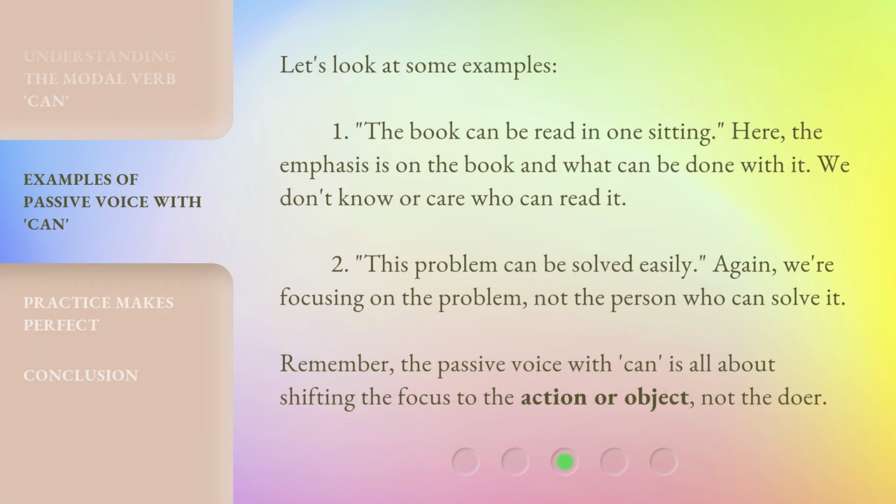Let's look at some examples. 1. The book can be read in one sitting. Here, the emphasis is on the book and what can be done with it. We don't know or care who can read it. 2. This problem can be solved easily. Again, we're focusing on the problem, not the person who can solve it. Remember, the passive voice with can is all about shifting the focus to the action or object, not the doer.